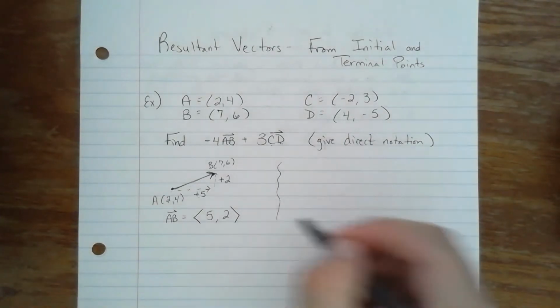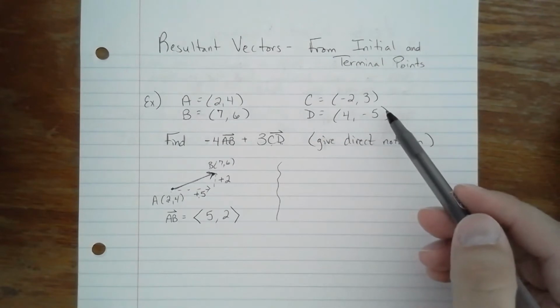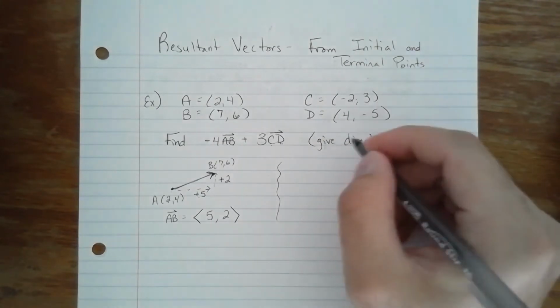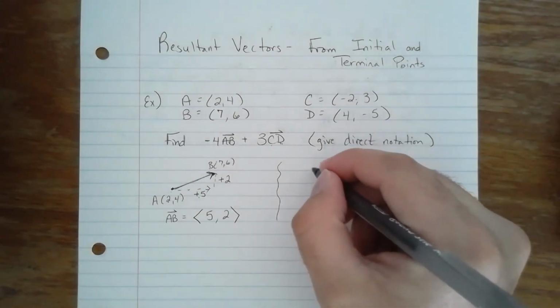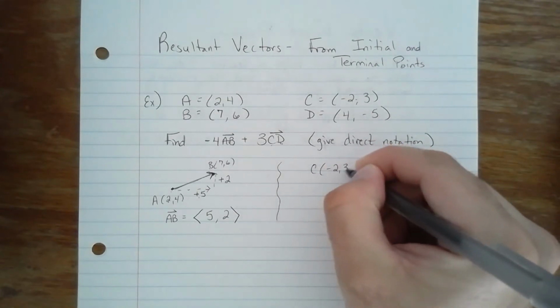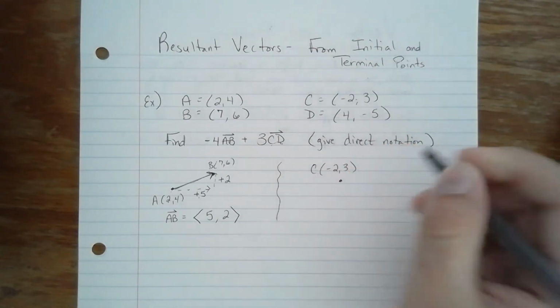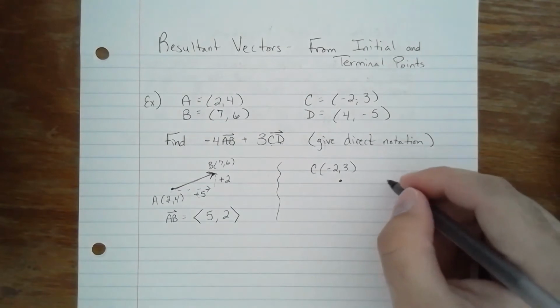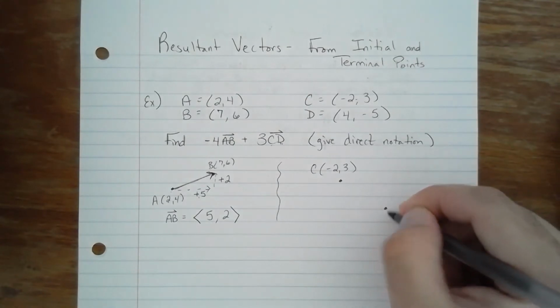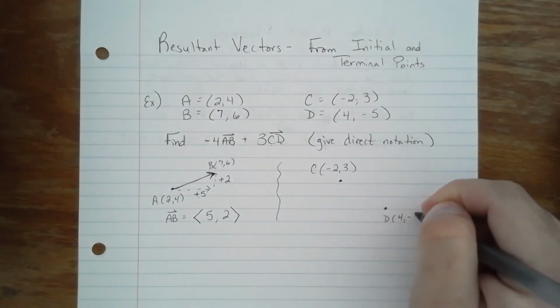I want to repeat that process with CD, and I'll go a little faster this time. So CD, let's see, negative 2, 3, that's going to be higher than the negative 5. So negative 2, 3 would be to the left and up, and then 4, negative 5 would be somewhere to the right and down pretty far. So we're just going to do a quick sketch like this.